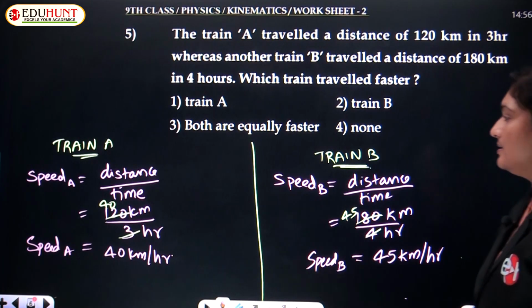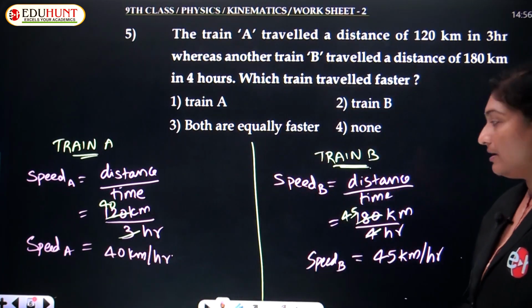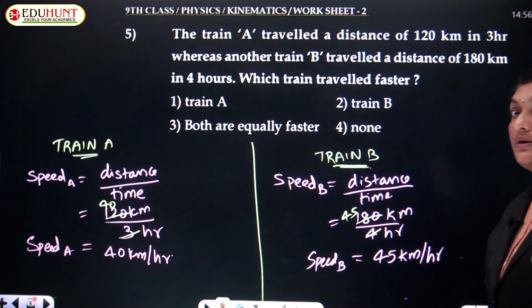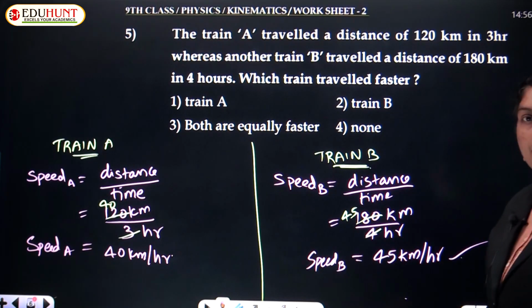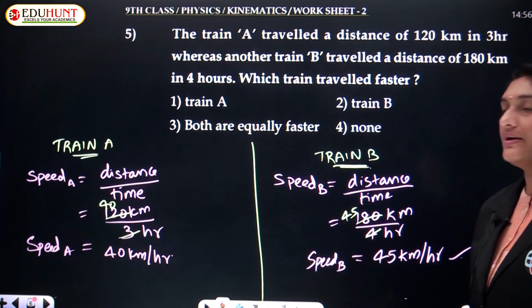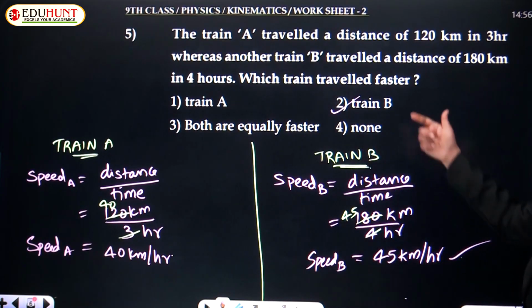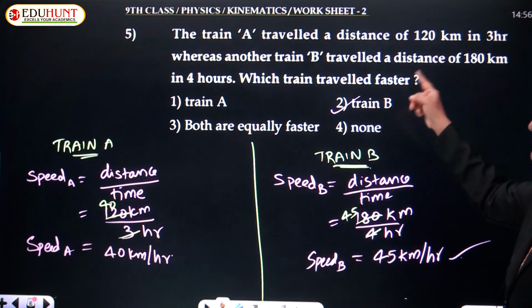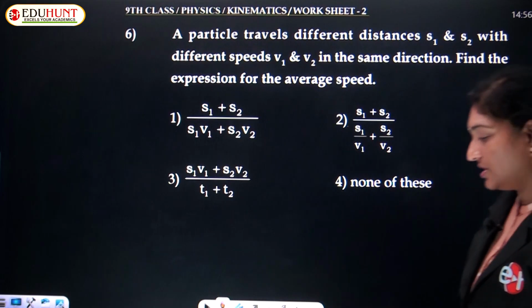So clearly train A travels with a speed of 40 kilometers per hour, whereas train B travels with a speed of 45 kilometers per hour. So which travels faster? Obviously train B. So the speed of B is greater when compared to the speed of A. Therefore, the correct option must be option 2. Train B travels faster. So moving ahead with the next one, 6th question, children.